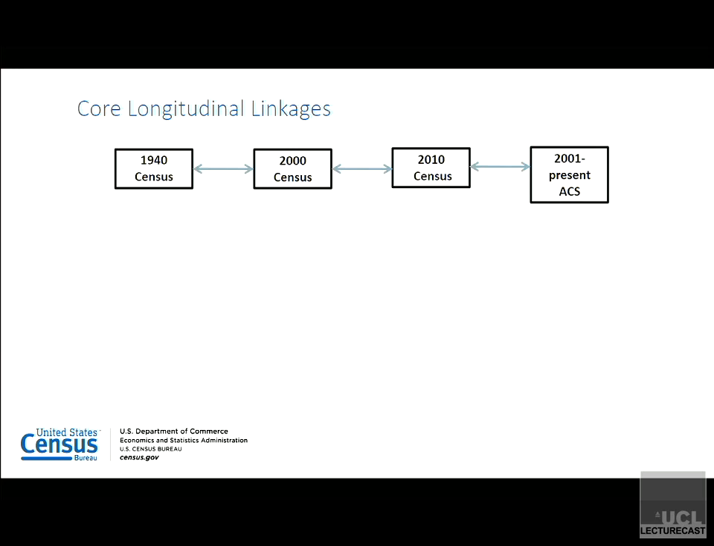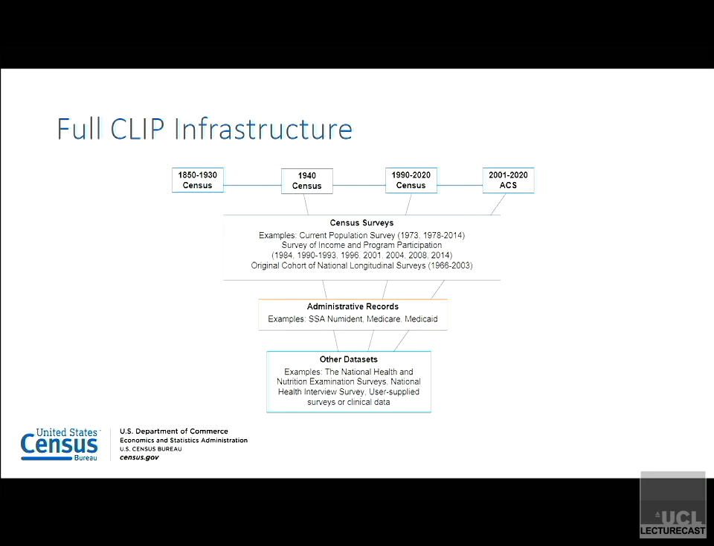So this is the core. You saw 2000, 2010, 2001 through present, and 1940. This is our core of CLIP, the Census Longitudinal Infrastructure Project. But as Trent mentioned, this is where we can link in other census surveys, other surveys that we do at the Bureau, and we can also link in our administrative records, so Medicare, Medicaid, and then other data sets as well.